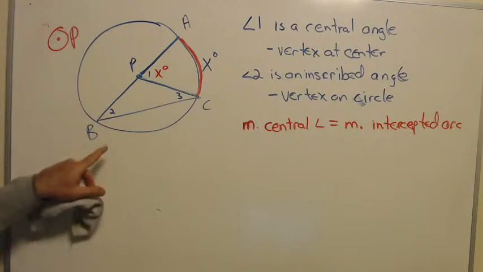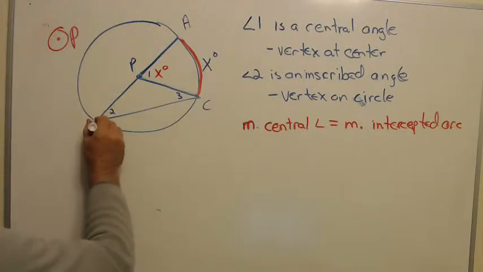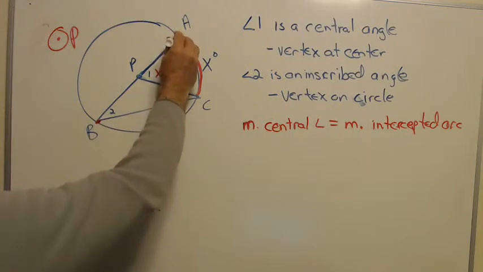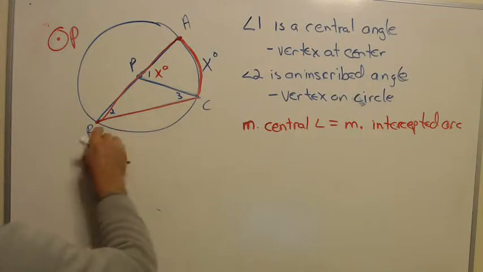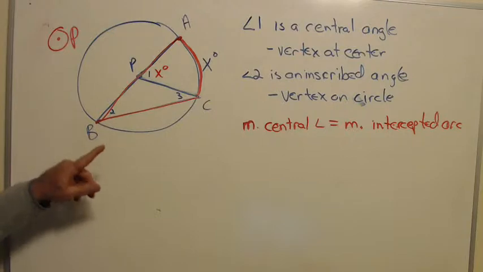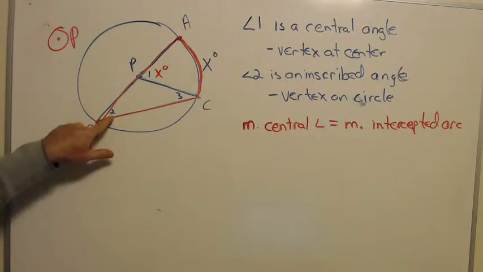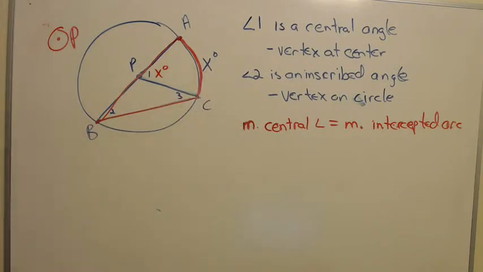We want to look at angle 2. We call angle 2, or angle ABC, an inscribed angle. An inscribed angle is an angle whose vertex is on the circle, and the vertex of angle ABC is B. Now, notice that angle ABC, or angle 2 here, our inscribed angle with its vertex on the circle, also intercepts the x degree arc.